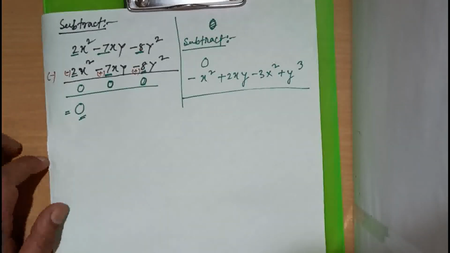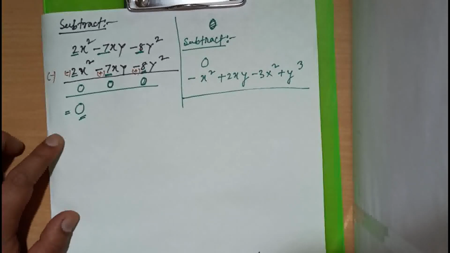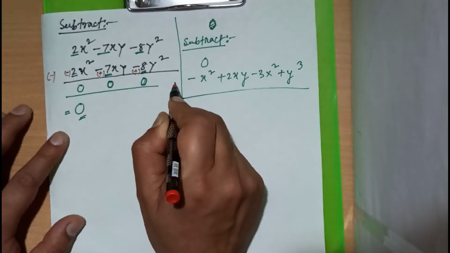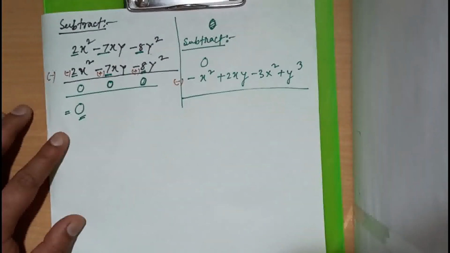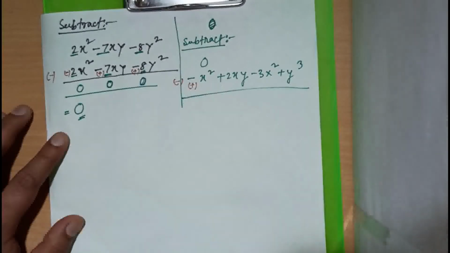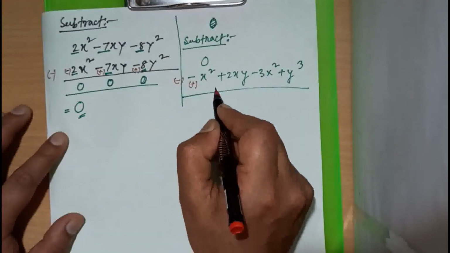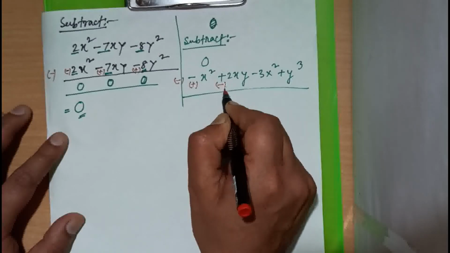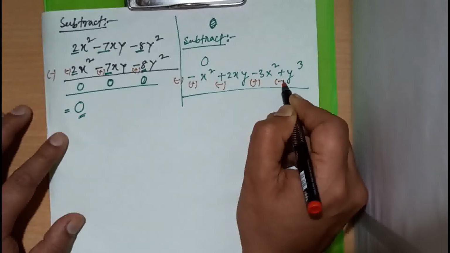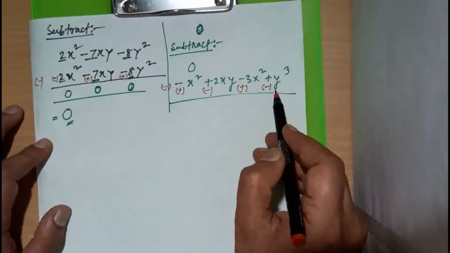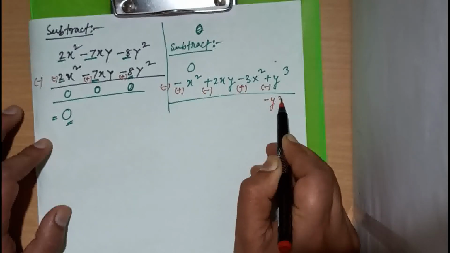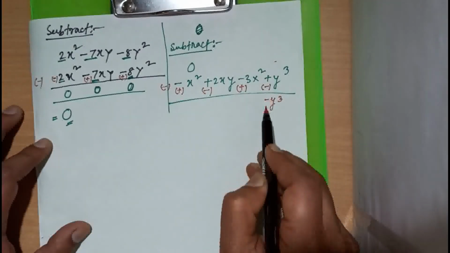Now let us see this example. Subtract 0 and then x square, 2xy times x square, y cube. Since it is subtraction, we will put a subtraction sign here. After putting this subtraction sign, it will become positive, it will become negative, it will again become positive, and this again becomes negative. Now nothing is there to add, that means the answer is minus y cube.